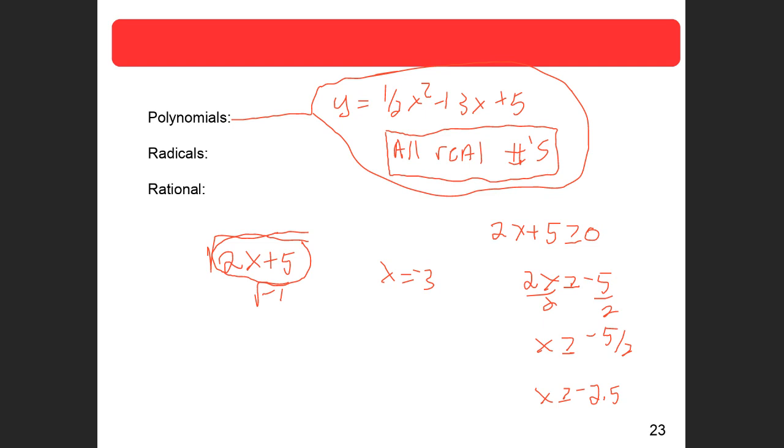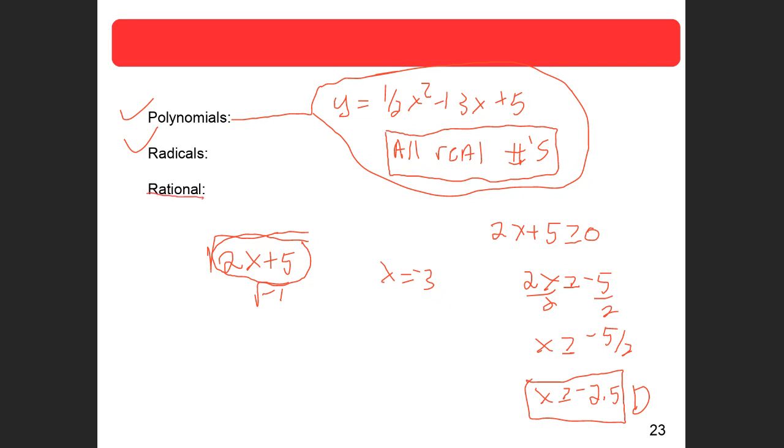So if you ever have a radical and they ask you what the domain is, just take whatever's inside the radical, set it greater than or equal to 0, and solve. And that will be your domain. All right? So that takes care of two of them. Polynomials, always all real numbers. Radicals, you set whatever's inside greater than or equal to 0, solve, and that will be your domain.